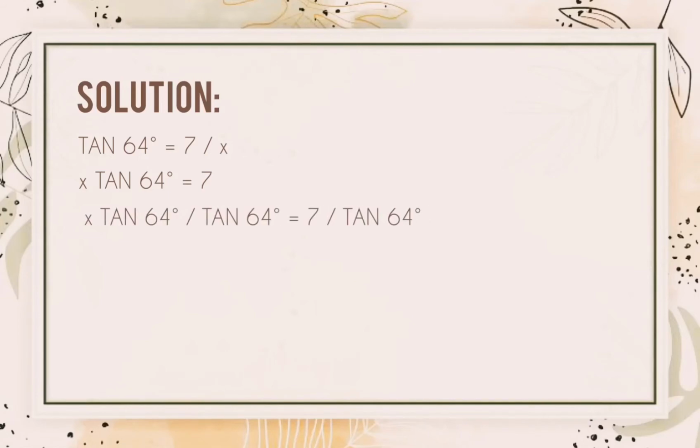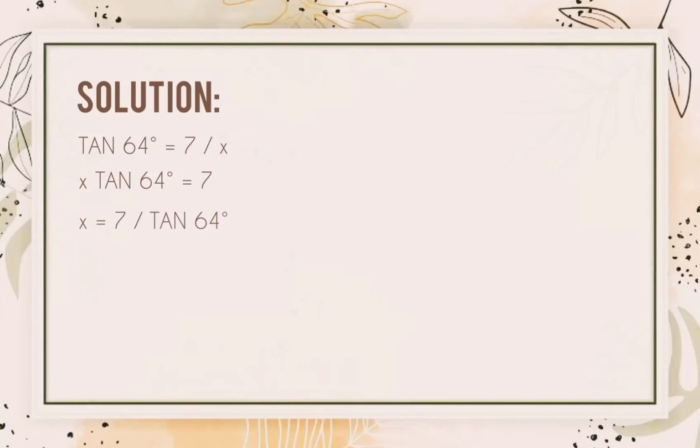The equation that we have to use is tan 64 degrees is equal to 7 over x. Next, we will multiply x to both sides. We now have x tan 64 degrees is equal to 7. Then, divide both sides by tan 64 degrees. The equation will now be x is equal to 7 over tan 64 degrees.